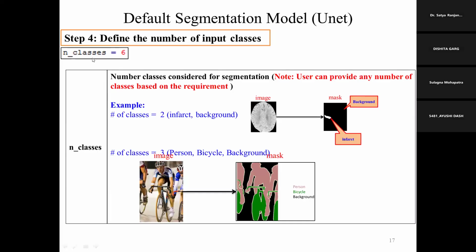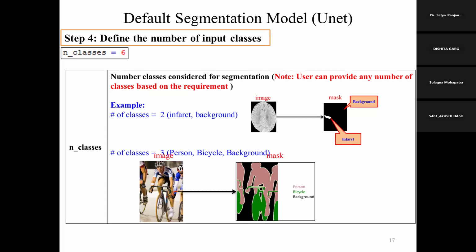Then the number of classes: how many classes you want to segment. For example, you mention a number of classes such as 6, 2 or 3 based on your application. Here I want to segment infarct, so my number of classes is equal to 2. Why is it 2? Because infarct is one class and the background is always another class. Generally, for semantic segmentation, whatever classes we want to segment, we always add plus one.